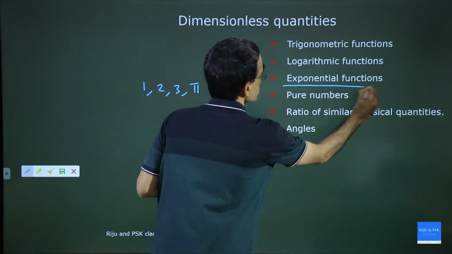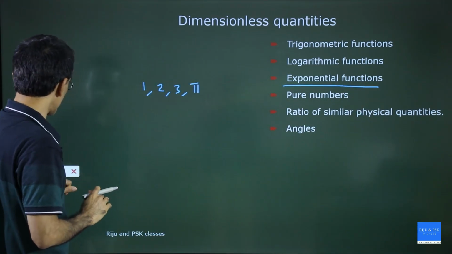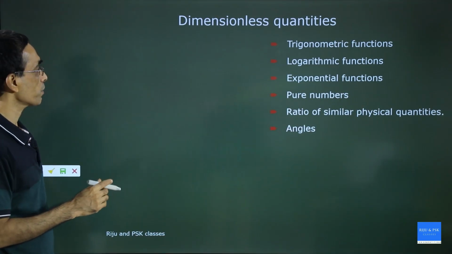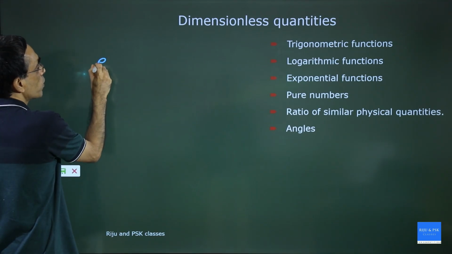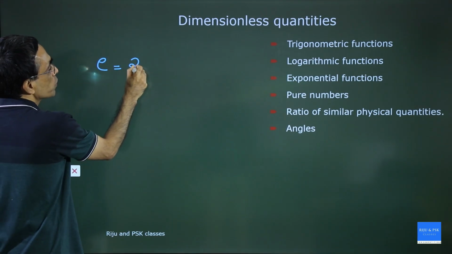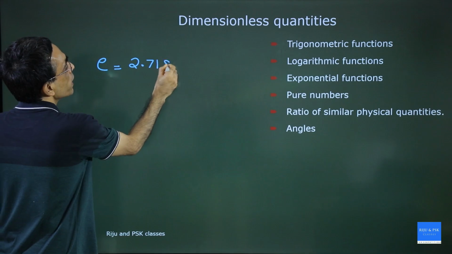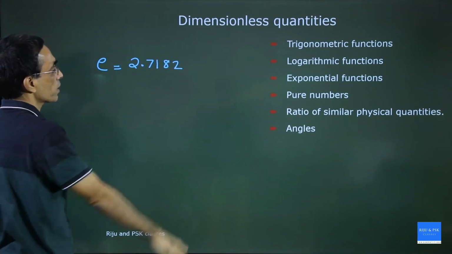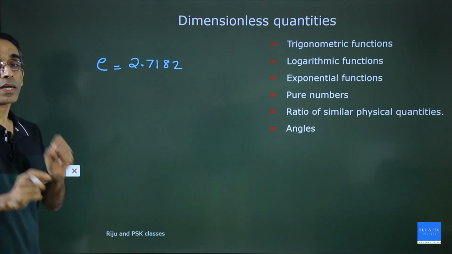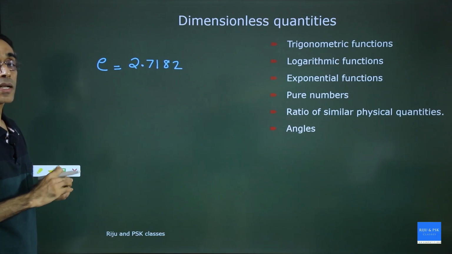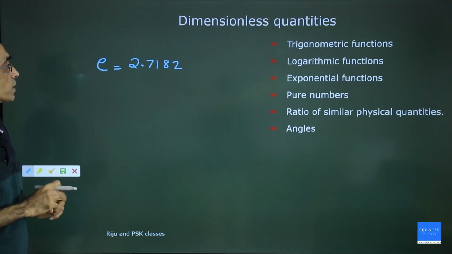Exponential functions. This is something mathematics will teach you later. Exponential function means there is a mathematical constant e. This is equal to 2.7182 and continuing number, a very fundamental constant in mathematics and physics, highly useful in physics.